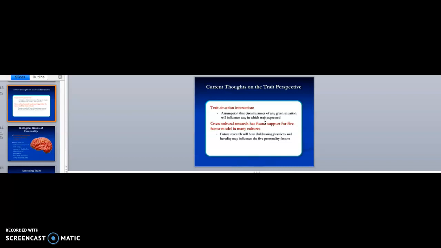Thoughts on trait perspective is that we do have traits, but the situation also matters. This is the trait situation interaction. Given a situation, that's going to influence the way in which a trait is expressed. So, we could be in many different settings or situations, and that's going to dictate maybe what traits come out. And there's been cross-cultural evidence to support this 5-factor model, these five key pieces of our personality, in many cultures. So we've got some good evidence there.